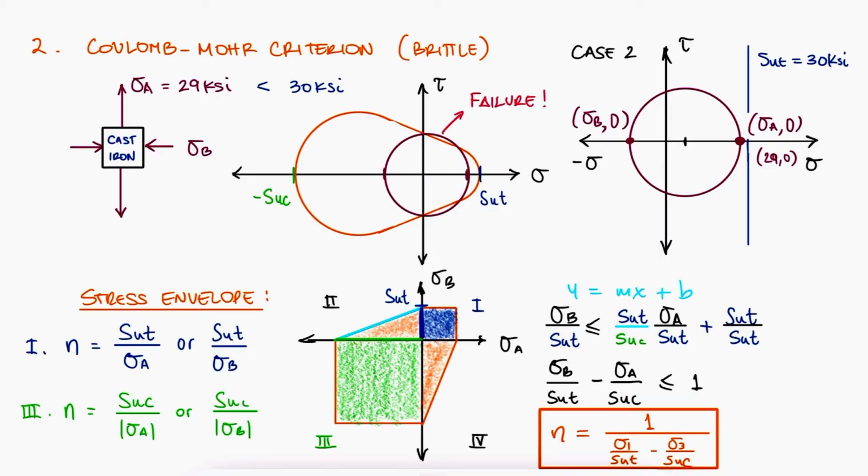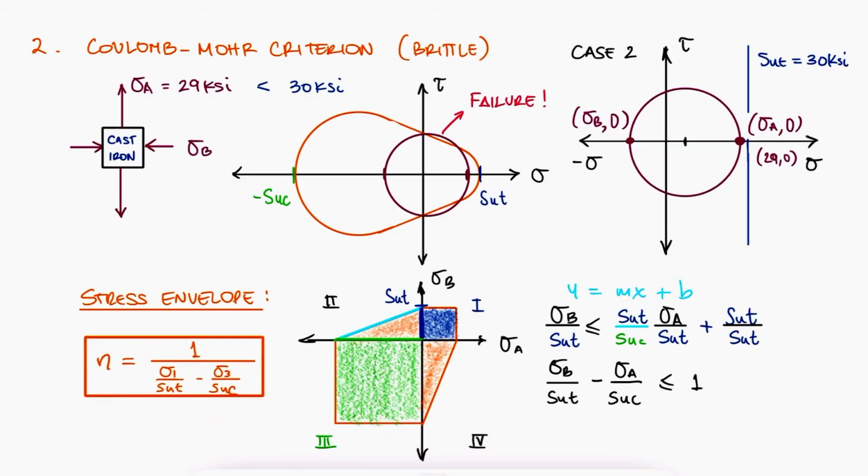Most importantly, notice that this expression also works for quadrants 1 and 3, because if both in-plane principal stresses are positive, for example quadrant 1, sigma 3 would be 0, and the factor of safety would be SUT over sigma 1. If both in-plane principal stresses are negative, sigma 1 would be 0, and the factor of safety would be SUC over minus sigma 3. So it does work for all quadrants.